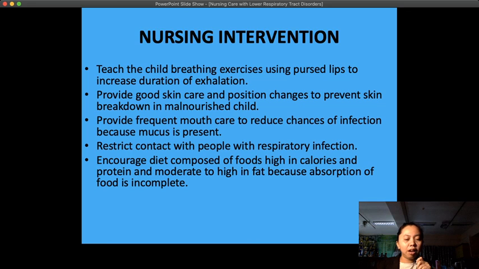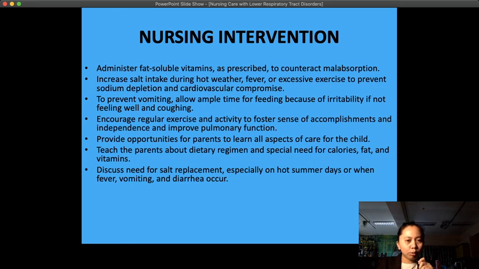Madali lang sila magka-infection. And of course, encourage a diet composed of foods high in calories and protein and moderate to high in fat because absorption of food is incomplete. So, hindi rin naman na-absorb. Okay, so pakibasa na lang ng mga nursing intervention.